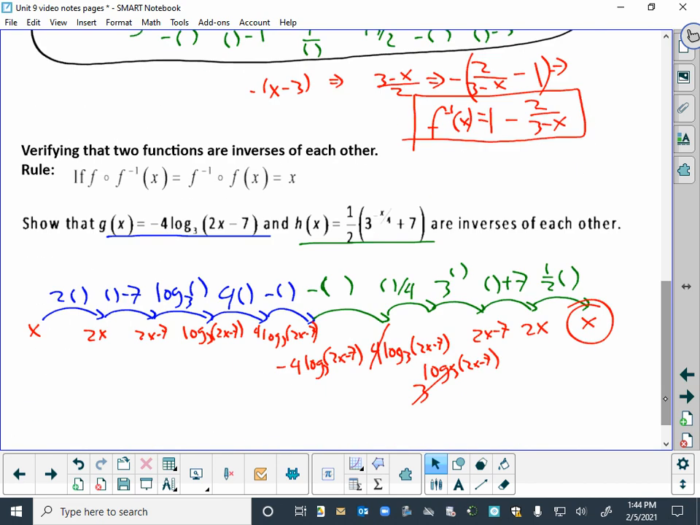Okay? So arrow diagrams are pretty potent for doing inverses as well. And as you take more math classes, they will start to do more stuff with inverses.